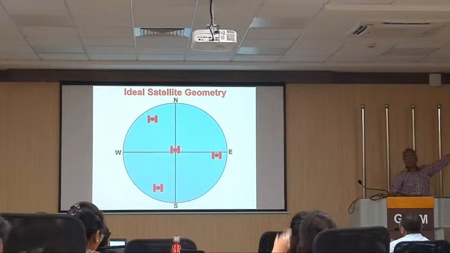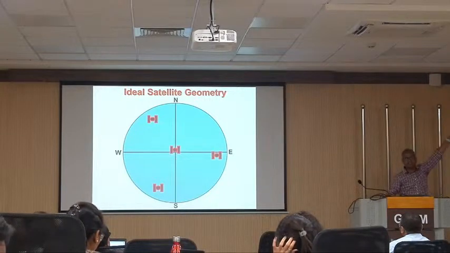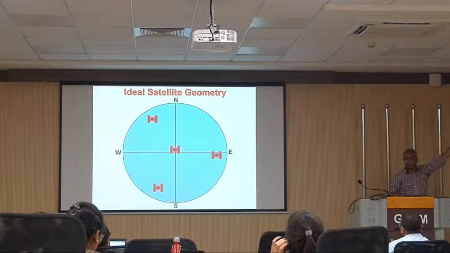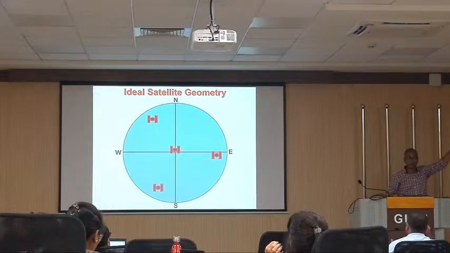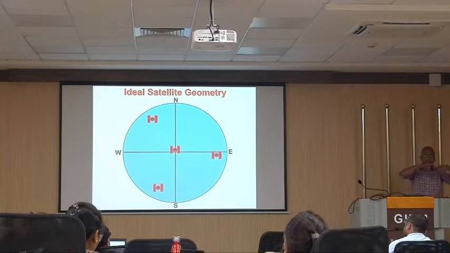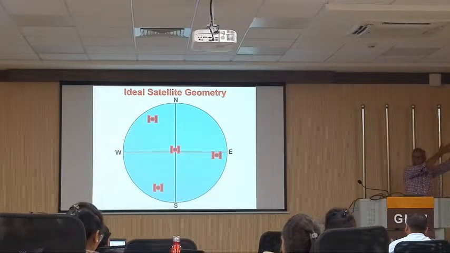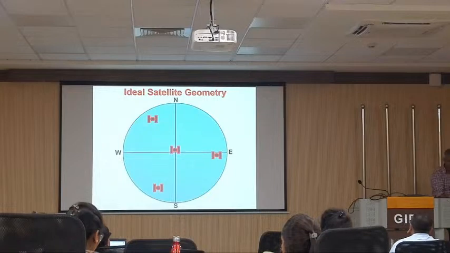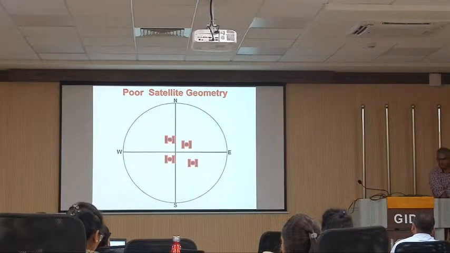Since we are standing right beside the building, all the satellites from this direction might get blocked. So you are not getting a good geometry. You are still getting a calculation, but that calculation may not be that good because everything has been blocked from this angle, right? So this is a poor geometry.